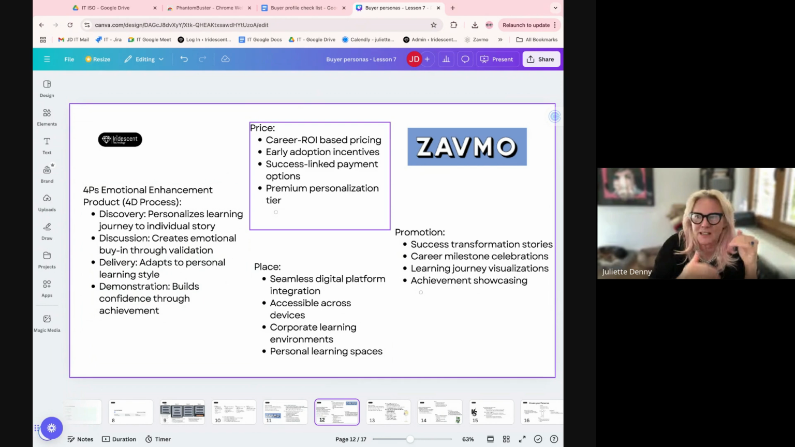And because it's AI, you're also able to have premium pricing. And then in terms of promotion, what are we doing? We're leaning into what we already know about people's propensity and worry and concern about the future. So we're talking about success and transformation stories, career milestones. These are the kind of things we're talking about in terms of promotion. And in terms of where that's happening, obviously it's online because it's a digital product.